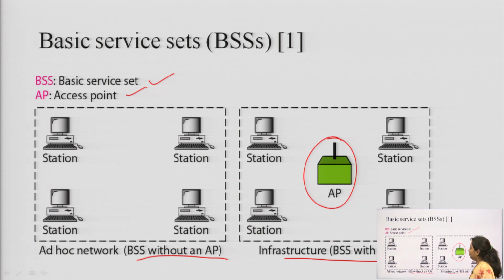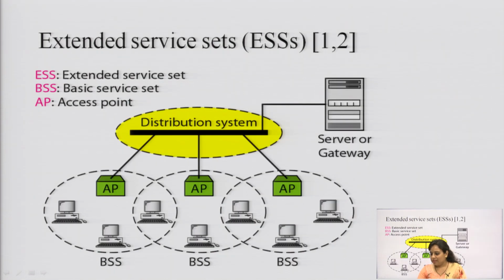So, this is a basic service set, BSS, without an AP, and this is with an AP for the purpose of transmission. So, this is BSS. Now, next is the extended service set, that is denoted by ESS, extended service set. This is ESS, this is BSS, and this is denoted by access point.